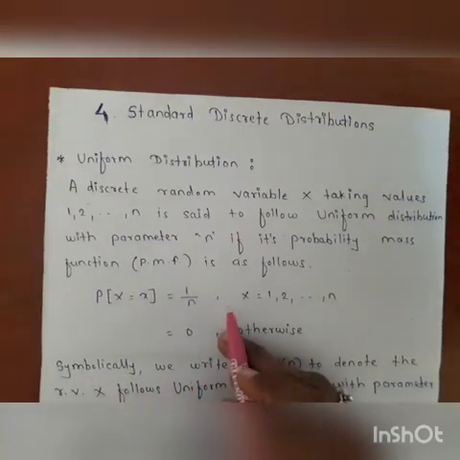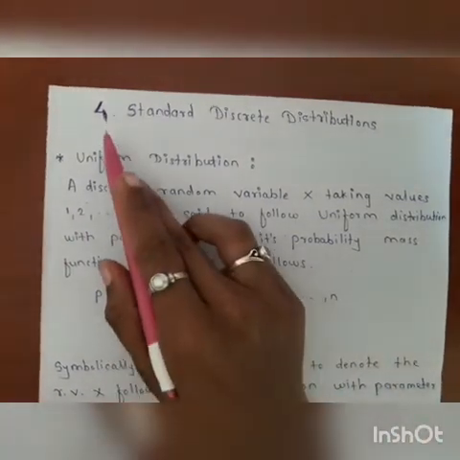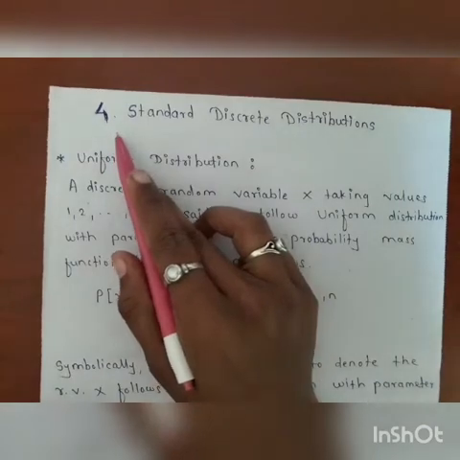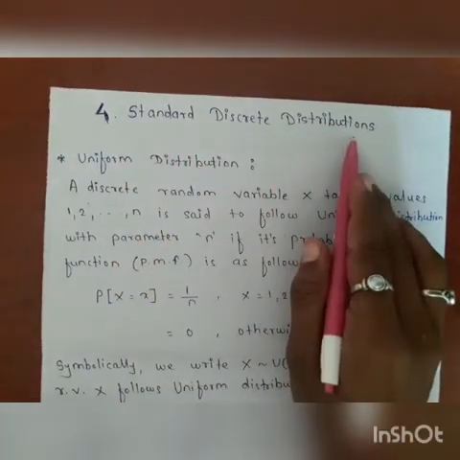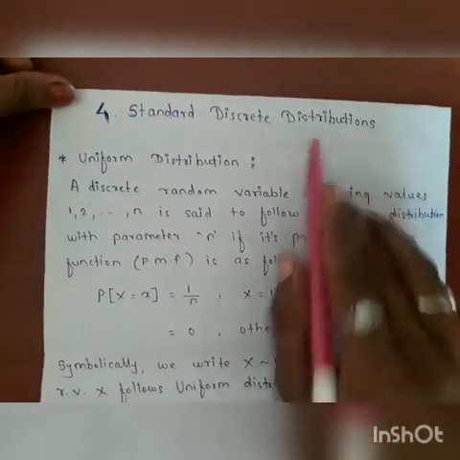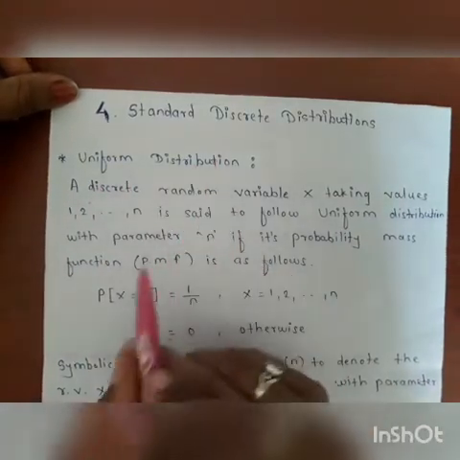Good morning, students. In paper two, the fourth and last chapter is standard discrete distributions. So the first point is uniform distribution.